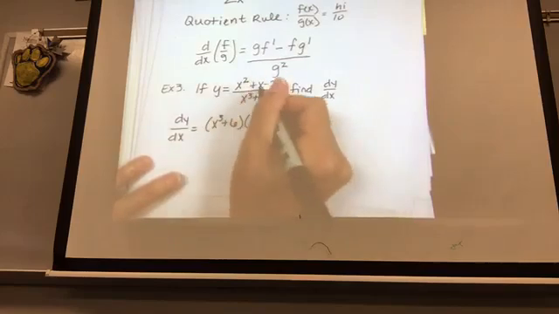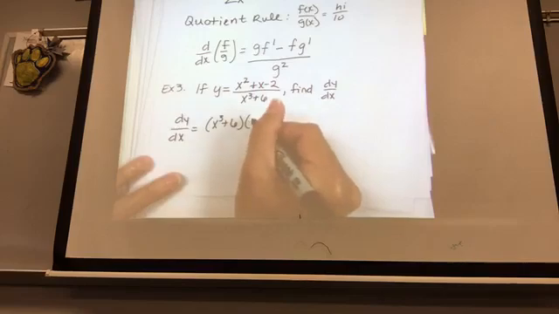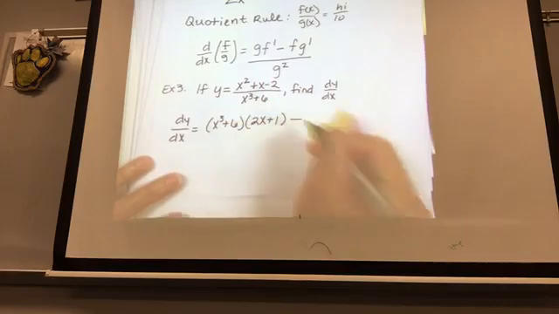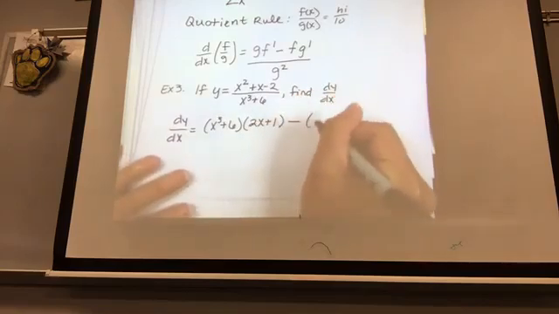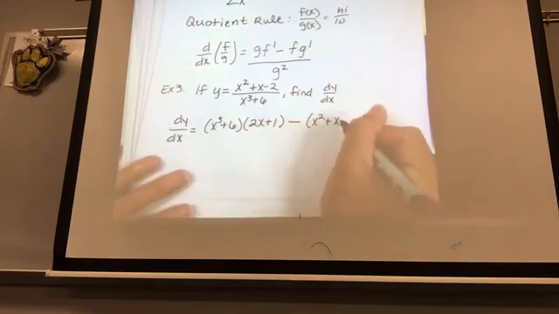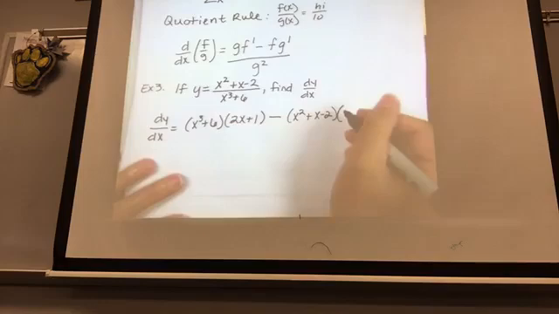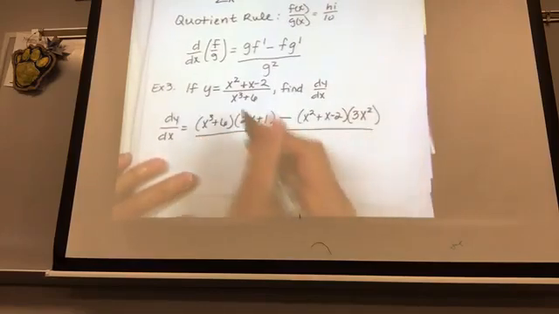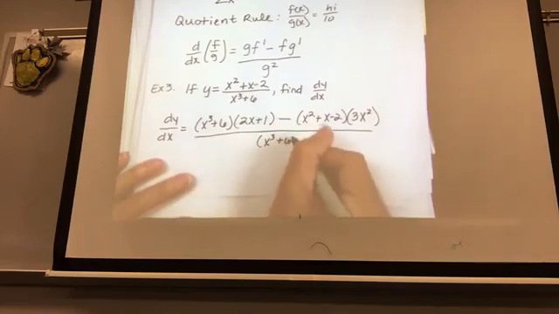So x squared plus x minus 2, the derivative of that will be what? 2x plus 1. And now minus high d low. So high is x squared plus x minus 2. The derivative of the one on the bottom is what? 3x squared. And all over g squared. So x cubed plus 6 squared.